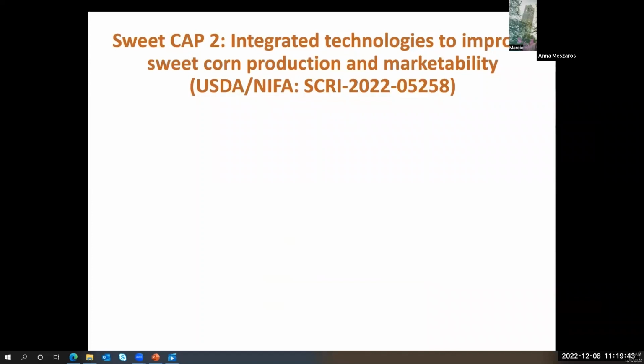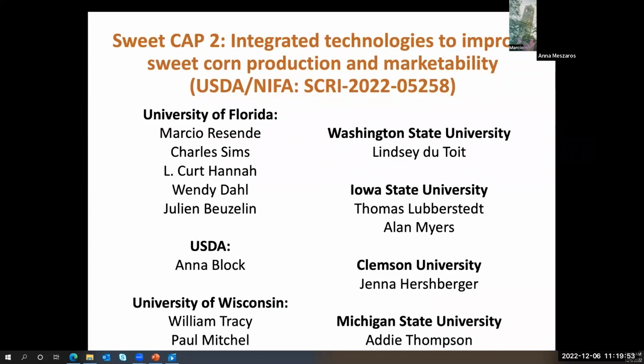The good news for 2022 is that USDA agreed to fund the second round of SweetCap, which we're calling SweetCap 2. So this is a USDA NIFA funded award, $7.5 million for the next 4 years. And we now included a few new institutions. So the project now has 7 participating institutions. I am the project director, and UF is leading this initiative, but it also includes researchers from USDA, University of Wisconsin, Washington State University, Iowa State University, Clemson, and Michigan State University.